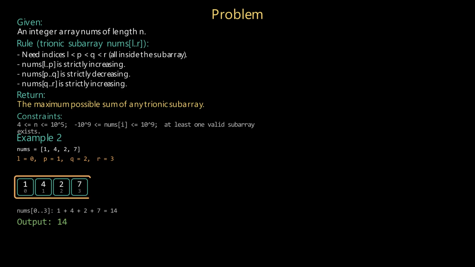Example 2, the whole array fits. L is 0, P is 1, Q is 2, R is 3. 1 then 4 goes up, 4 then 2 goes down, 2 then 7 goes up. The sum is 1 plus 4 plus 2 plus 7, which is 14.